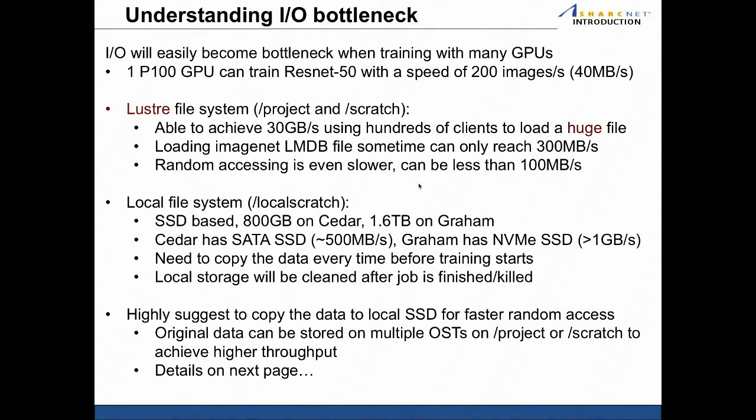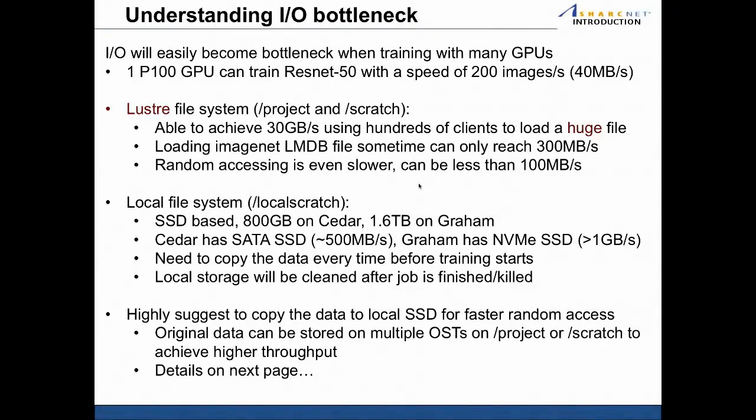Because when you're training your data, you train it in a random way. So you pick up a random batch and then put it into the GPU and train your network. So random accessing is even slower. Sometimes it can be less than 100 megabytes per second, which basically means that you can only use 2 GPUs. Any more GPUs you add, you won't get any performance improvement because you can only achieve 100 megabytes per second data loading.